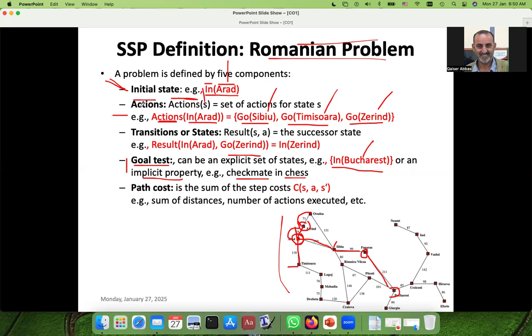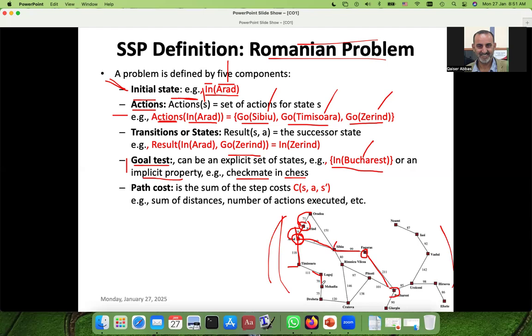Now I hope that you have an understanding of these actions. You have to write every action for this problem. This problem has many states, so you have to consider all states and what actions are available there. What are the edges available? These edges are actually the actions.